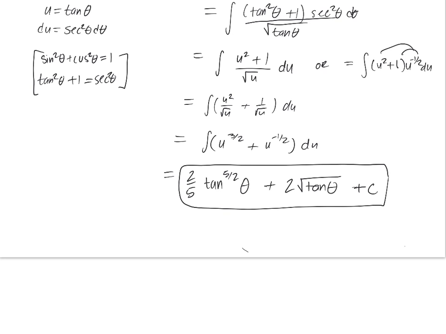Would it be minus 2 to the square root 10 theta? No, definitely not, because when you add 1 to negative 1 half, you get positive 1 half. Does that make sense? Yep.